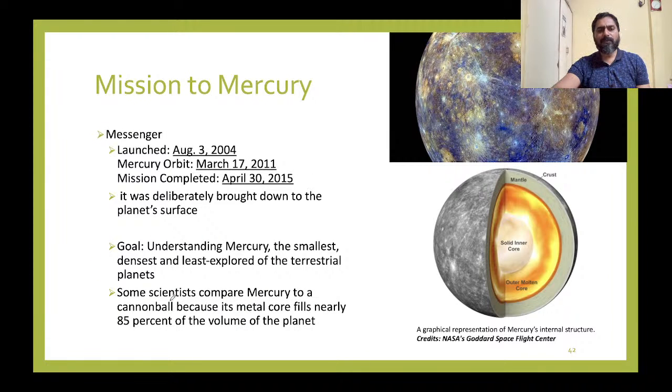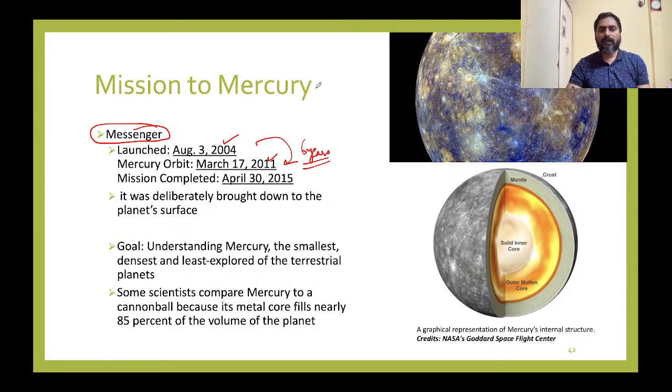And then let us see missions to Mercury. One of the missions to Mercury is MESSENGER. It was sent in 2004 and reached in 2006. So you can see that it takes around 6 years to reach Mercury. It is quite far from Earth, and then it was deliberately brought down to the planet's surface.